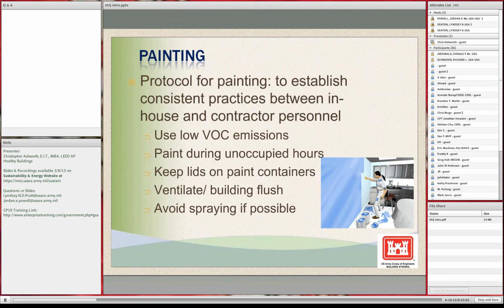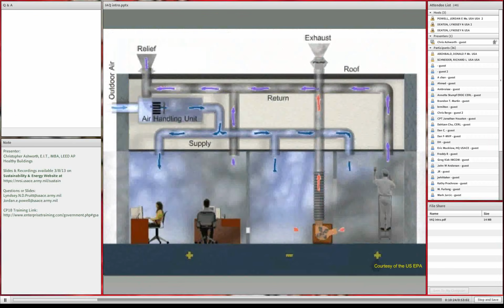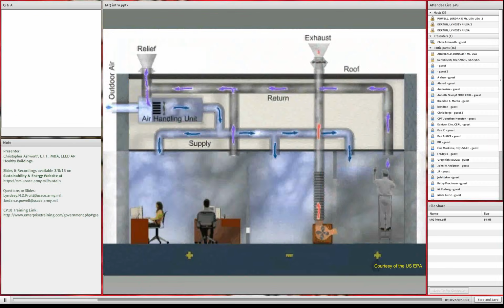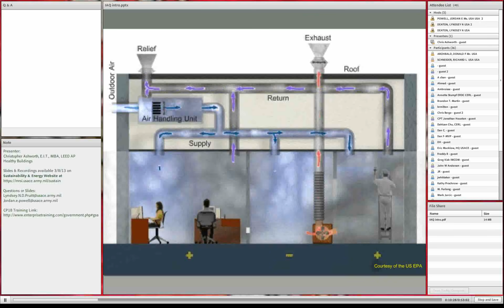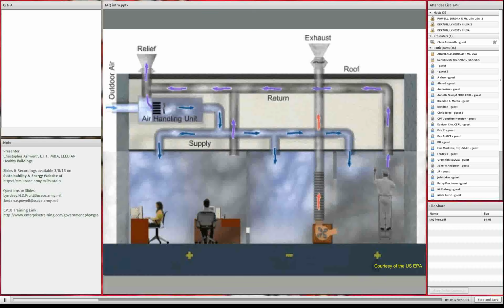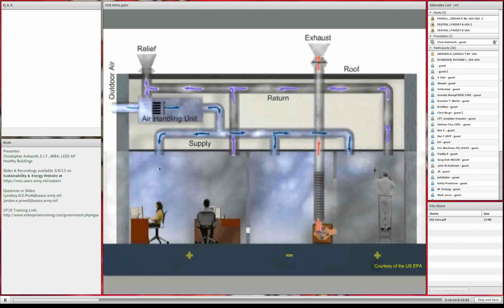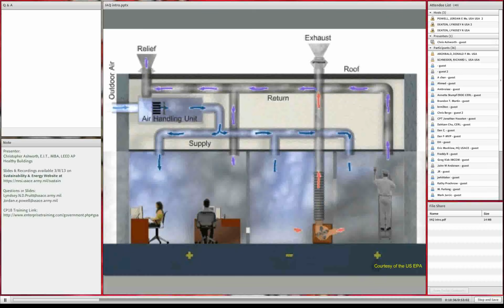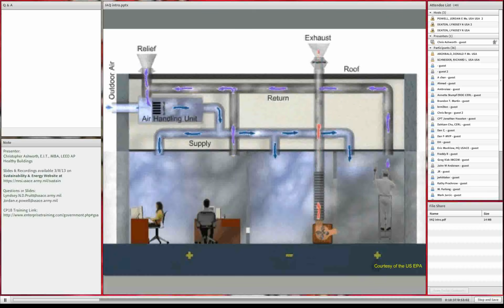Ventilate properly, and avoid spraying, obviously, if possible, if you are painting during occupied hours. But here's a prime example of what we see all the time, or what we try to prevent all the time, of painting during occupied hours, which isn't a big deal necessarily. But if you notice here, the exhaust system is doing its job, it's trying to exhaust.